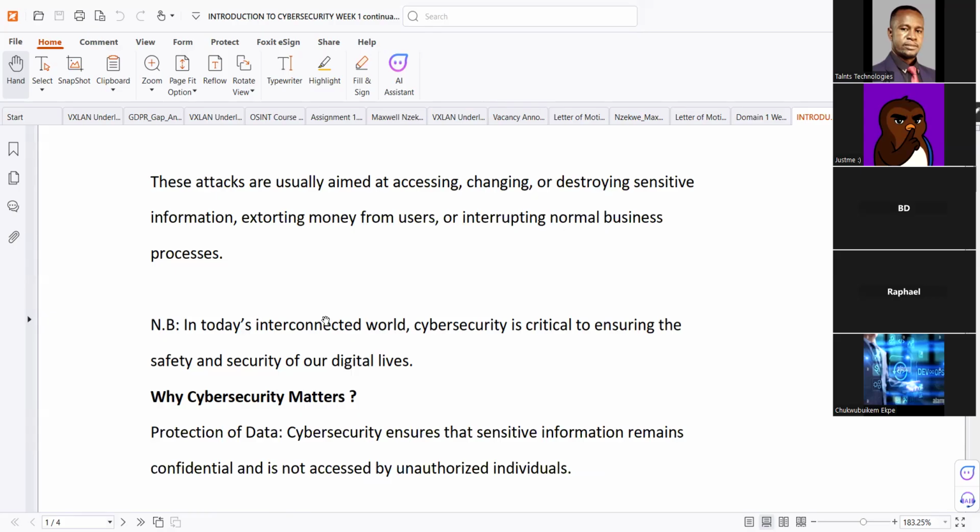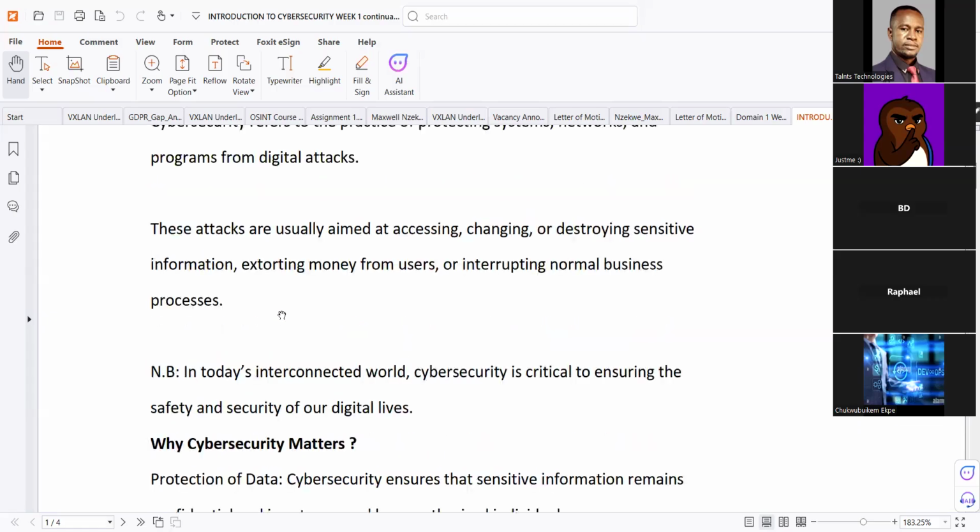Any other person? Yes, cybersecurity is the practice of securing systems, networks, and organizational structures from digital attack, from external hackers and the likes. Good. All right. So we've all said almost the same thing in different ways.